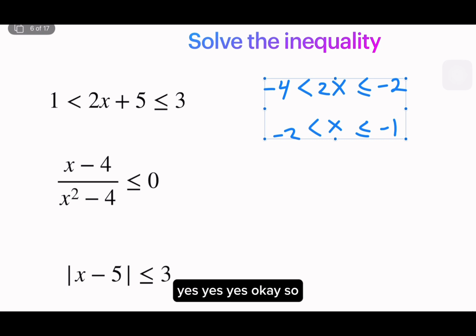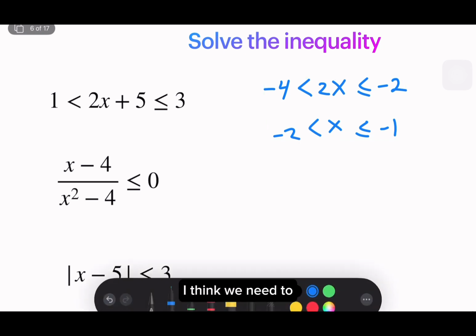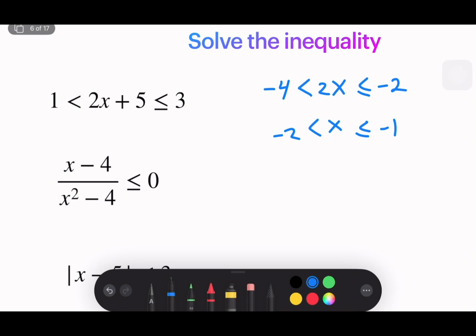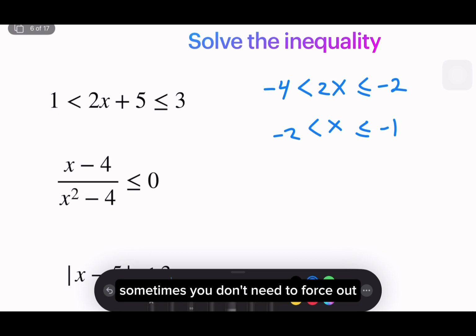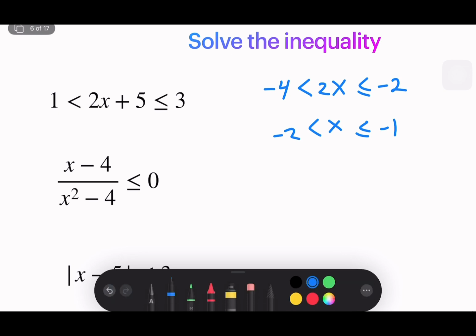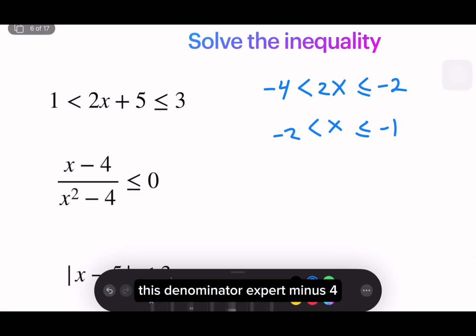Factorize, yes. Okay, so I think we need to improve our mindset. In a math problem, sometimes you don't need to force yourself to compute everything and find the numbers. What you do need is to observe things from here. This denominator, x squared minus 4, will be true and defined for the numbers if this is not equal to 0, right?